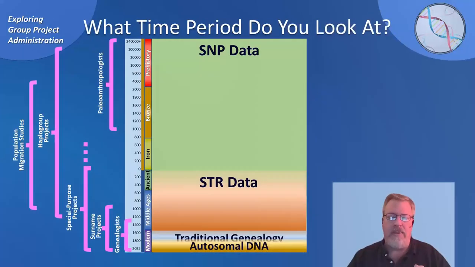So when we talk about this, what you want to look at obviously depends on what your project is and what your important timeframes are. If you're a paleoanthropologist, you're really only concerned with prehistory and ancient finds. You're probably not going to use STRs, traditional genealogy, and certainly not autosomal DNA at all. You might, but chances are you're going to be concerned with SNPs and the older period.